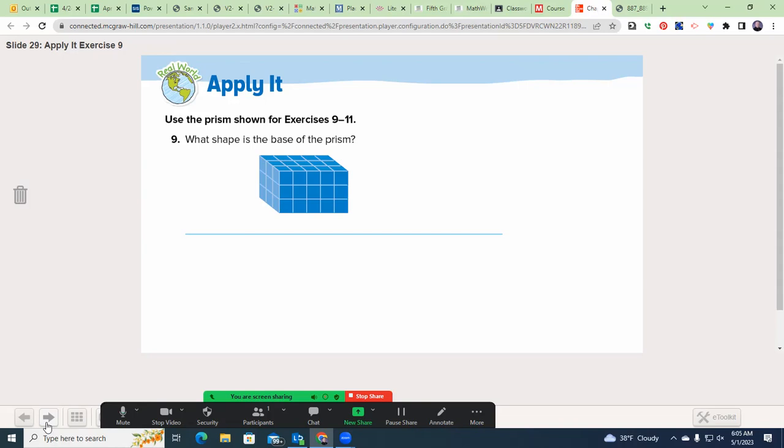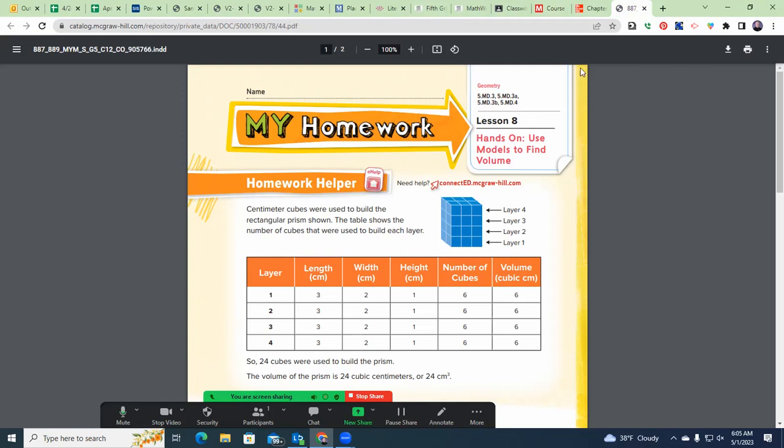Turn to the top of 952. What is the shape? That's the base of the pyramid. We have 1, 2, 3, 4, 5 times 3. That is what shape? You're right. It is a rectangle.